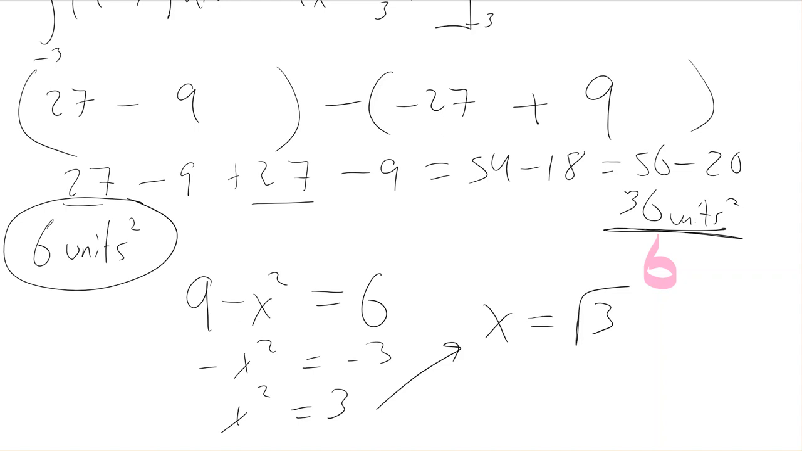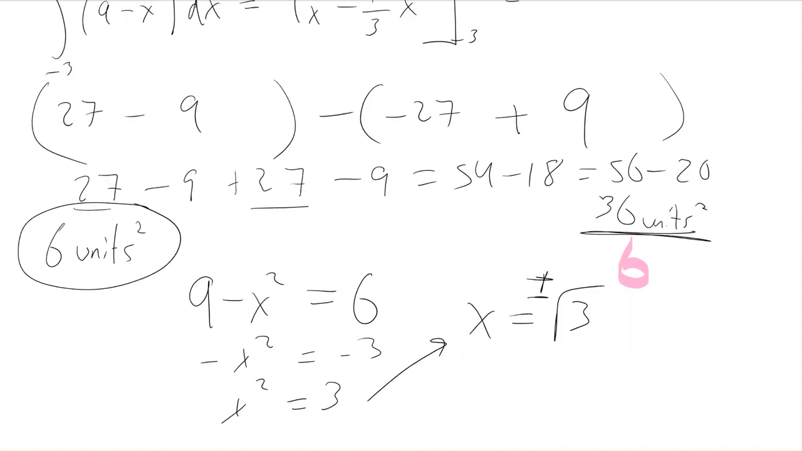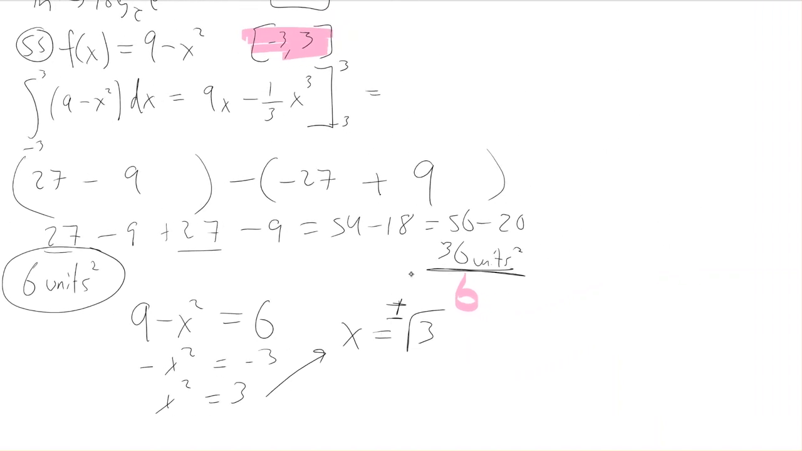But I skimmed over right here. Easy arithmetic mistake to make. I took the square root of both sides. You have to do plus or minus. And both of these are between -3 and 3. So positive square root of 3 and negative square root of 3 is what's happening there.